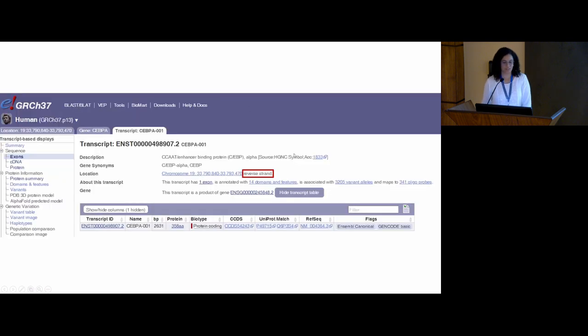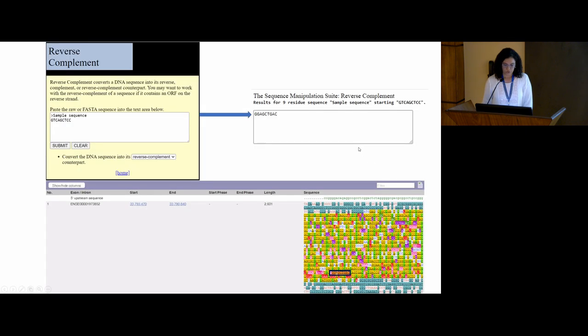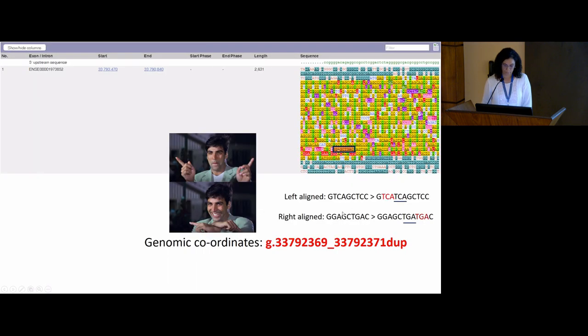But before that, this CEBPA gene is located on the reverse strand. So we also have to consider which strand the gene is located on before we look at the nomenclature. Like Shadma has explained already, we put it in the reverse complement tool, we get the reverse complemented sequence, and we map it on Ensembl, we get it somewhere here. Okay, so it's actually not left aligned and right aligned, it would be forward and reverse complemented sequence. This is the sequence that we saw on IGV.